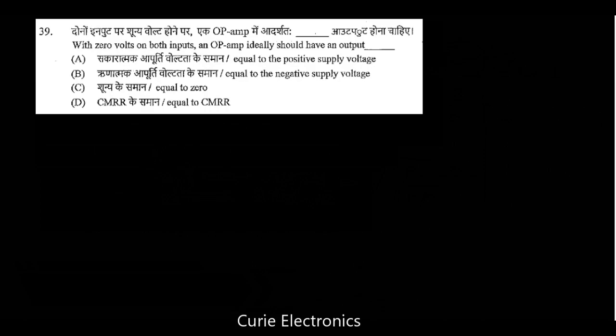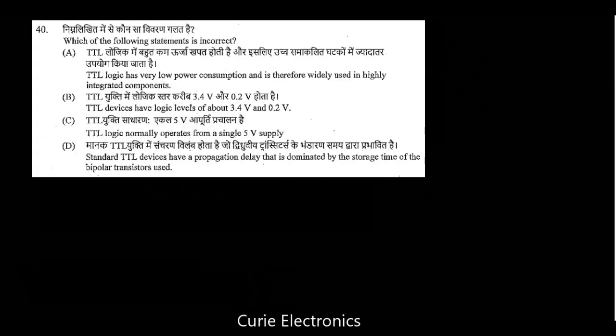With 0 volts on both inputs, an op-amp ideally should have an output. That means we have an op-amp, inverting terminal and non-inverting terminal, and both are connected to ground. 0 volt means we are connected to ground. What should be the output? Output should be, ideally should be 0. So equal to 0.